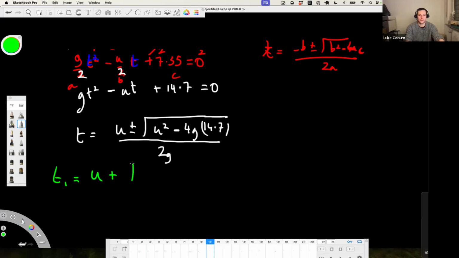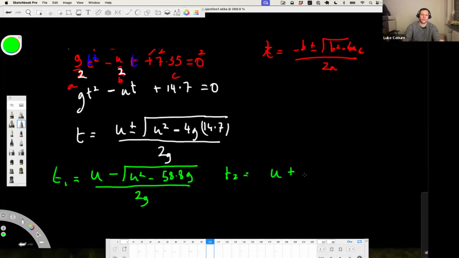Well, it isn't, is it? It's equal to T minus that stuff. I'll tell you why in a second. T1 is equal to U minus the square root of U squared minus 4 times, well, 4 times 14.7 is 58.8, times G, all over 2G. And T2 is equal to U plus the square root of U squared minus 58.8 times G, all over 2G.